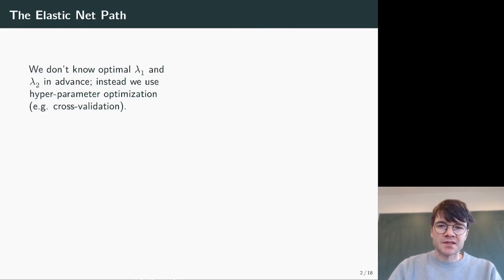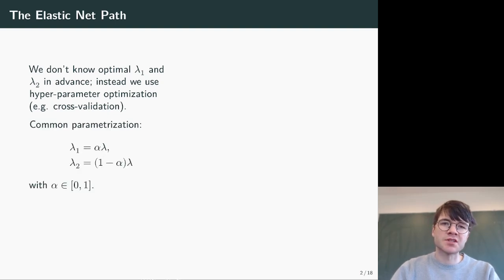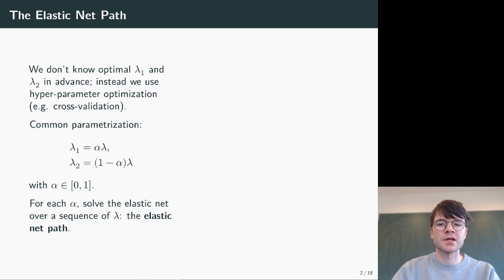The problem with the elastic net is that you typically don't know how to pick lambda1 and lambda2 in advance, and instead you have to use hyperparameter optimization, for instance cross-validation, to pick these. A common parameterization when doing this is to set lambda1 equal to alpha times lambda and lambda2 equal to 1 minus alpha times lambda, with alpha set between 1 and 0. If you set alpha to 0, you get only a ridge penalty, and if you set it to 1, you get only a lasso penalty.